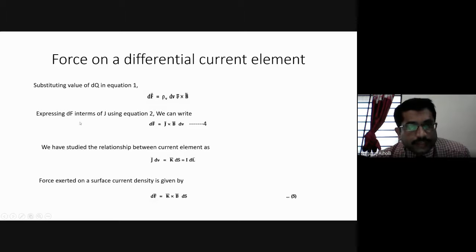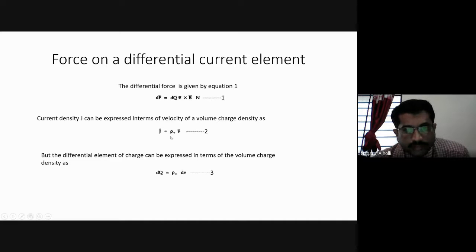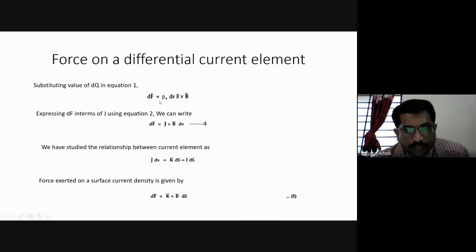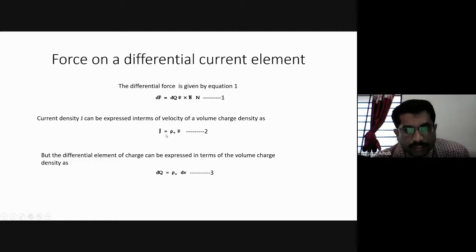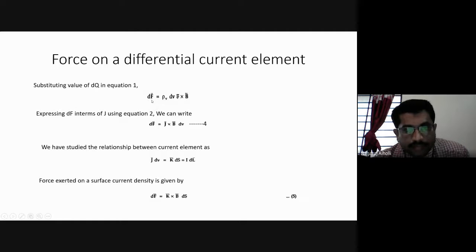Next, expressing dF in terms of J using equation 2. Let us use equation 2 for J bar and substitute it in the equation for dF bar. For J bar, it is rho v v bar. So rho v v bar is J bar. Substituting J bar for rho v v bar, that gives us dF bar equals J bar cross B bar dv. Take it as equation 4.